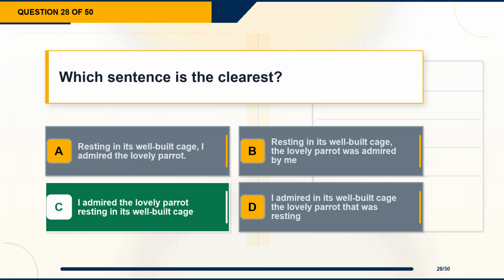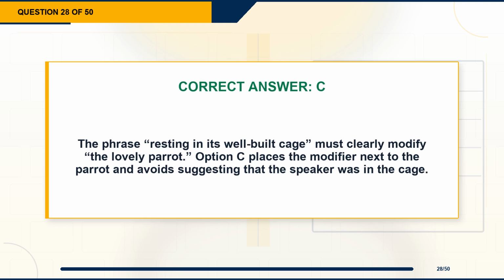The correct answer is option C, I admired the lovely parrot resting in its well-built cage. Explanation: the phrase resting in its well-built cage must clearly modify the lovely parrot. Option C places the modifier next to the parrot and avoids suggesting that the speaker was in the cage.